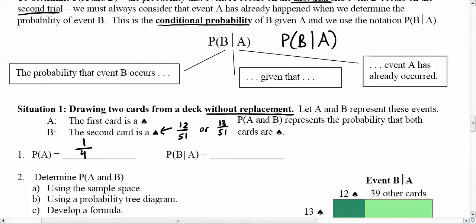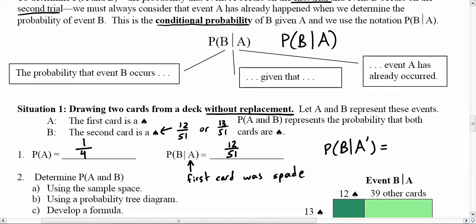So that's why you have this notation here. P of B given A means that you already know that the first card was a spade. So that means you're given that A happened. If we know the first card was a spade, then we know that there's only 12 spades left out of the 51. But if A was not a spade, then we would still have 13 spades left. So the probability that B happens depends on what happened with A, whether A was a spade or whether A was not a spade.